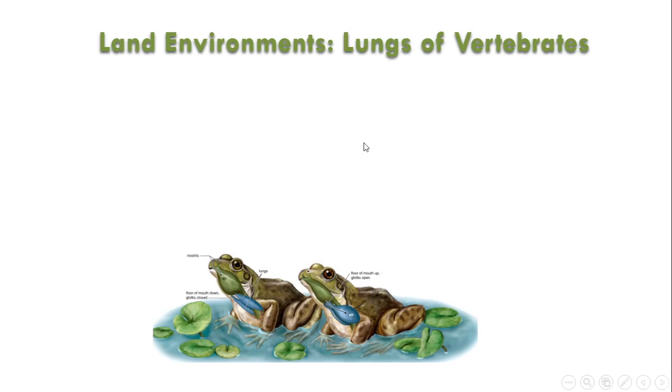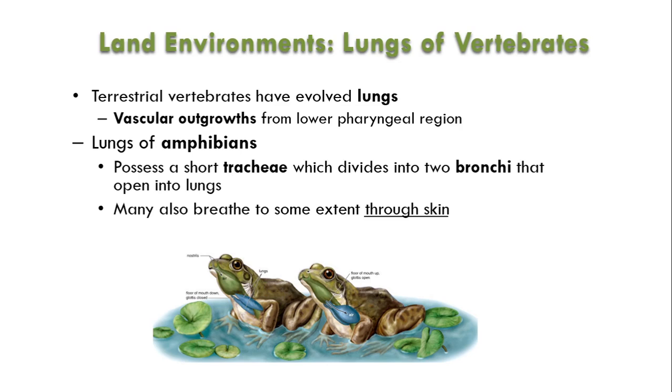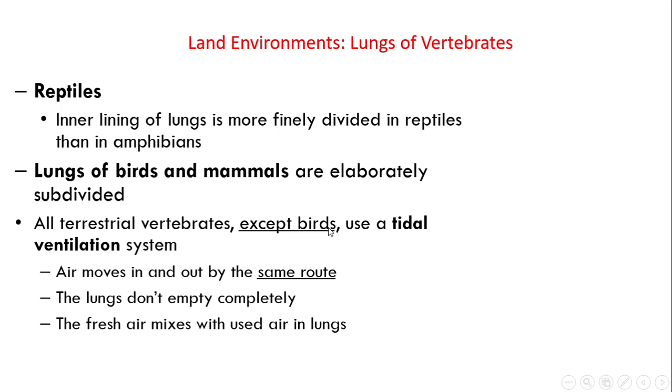Land environment, lungs of vertebrates. Terrestrial vertebrates have evolved lungs, vascular outgrowths from the lower pharyngeal region. Lungs of amphibians possess a short trachea which is divided into two bronchi that open into the lungs. Many also breathe to some extent through the skin.